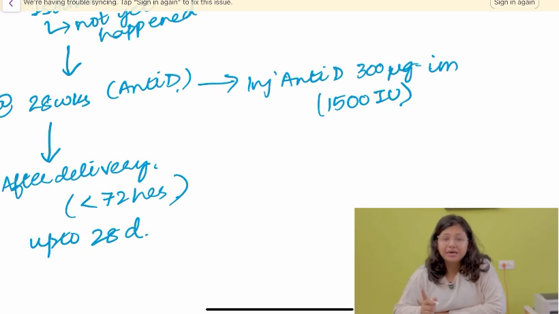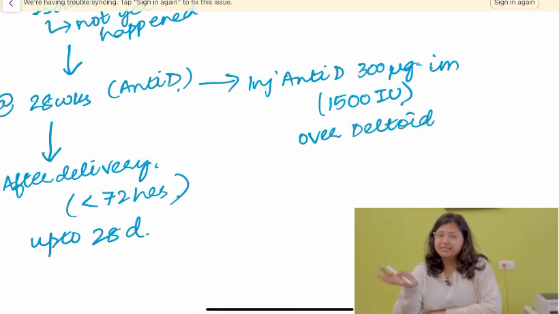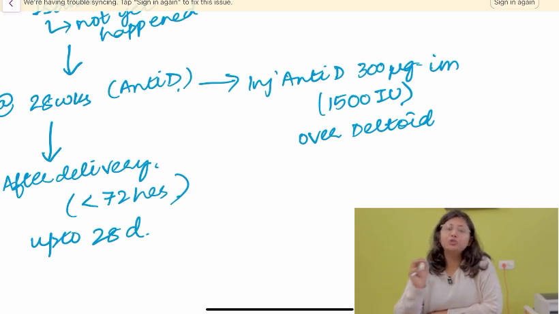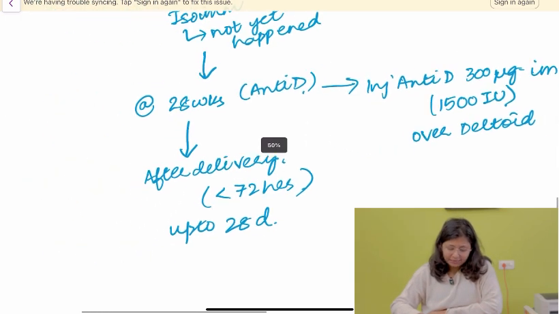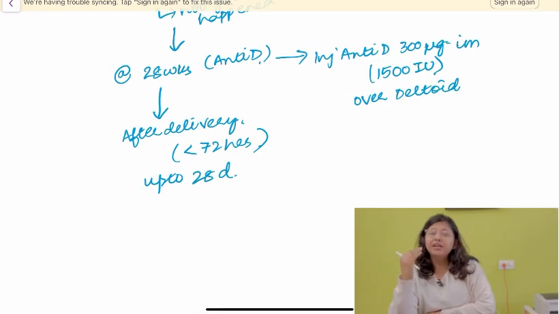And my friends, remember this, it is a very important question. This is given over the deltoid. IM injections can be given over the buttocks or the deltoid, but this is given particularly over the deltoid because it has been seen that due to a lot of fat in the buttocks, sometimes the absorption is varied and we do not get the desired effect. This is in a patient in whom we do not see any feto-maternal bleed, so this is what we do routinely as prophylaxis.